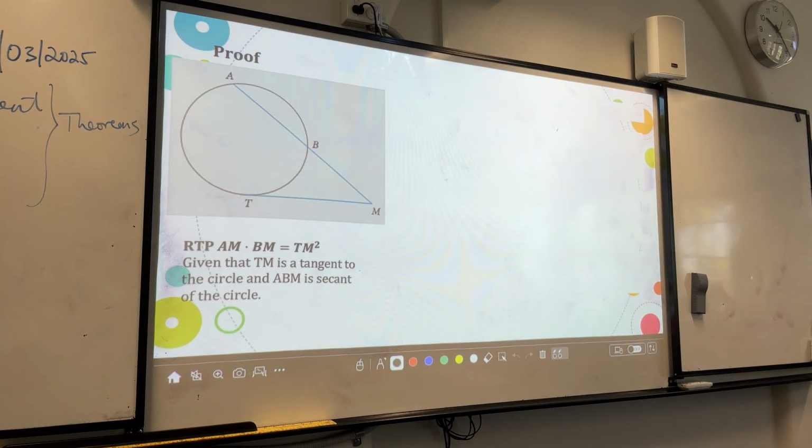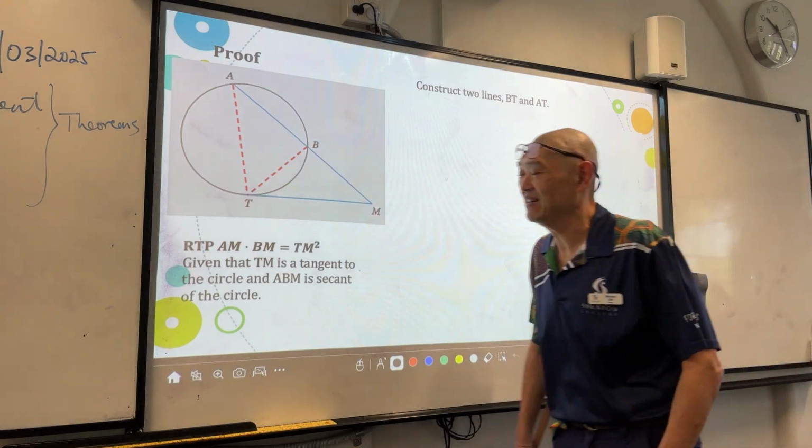I'm using the same diagram. Alright, you now require to prove AM times BM equals TM squared. Given that TM is tangent to the circle and ABM is the secant of the circle. What sort of lines do I need to construct? Make it into a triangle. So, two triangles actually. Construct two lines BD and AD. Now, I've got two triangles.